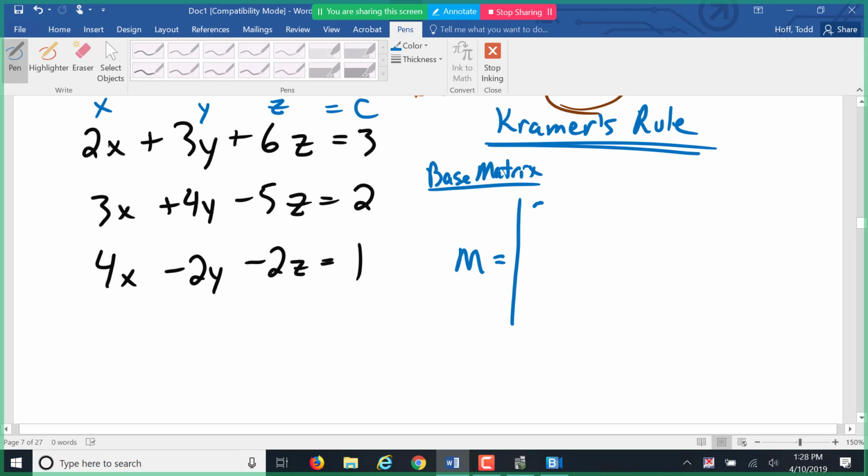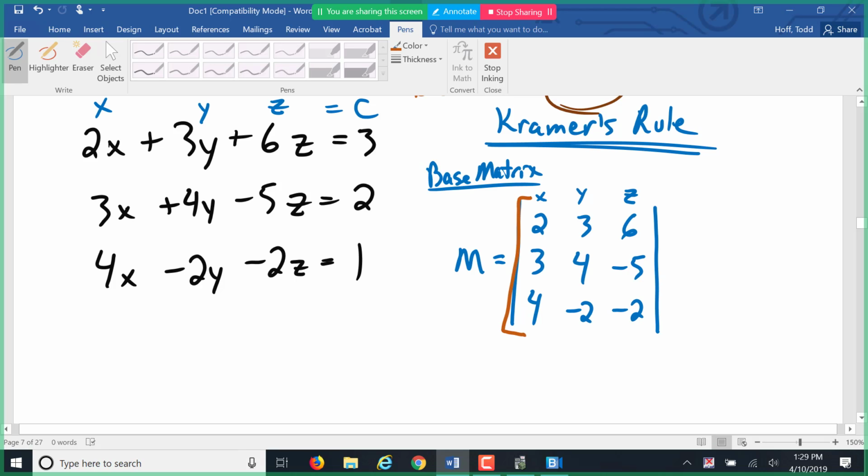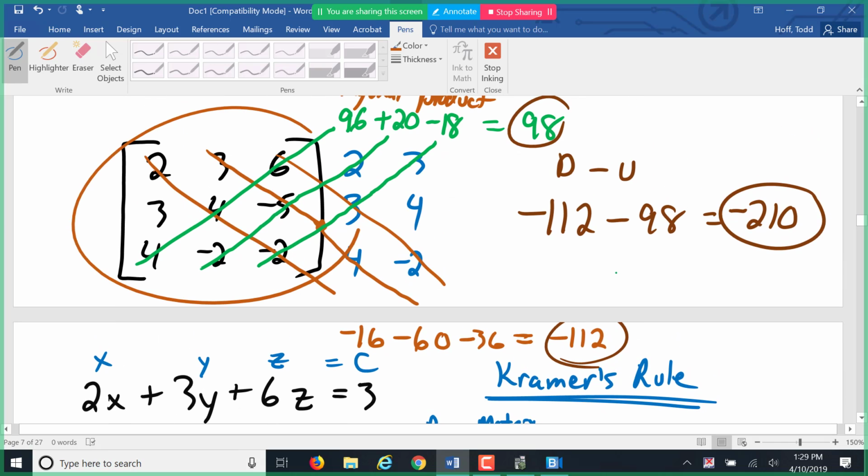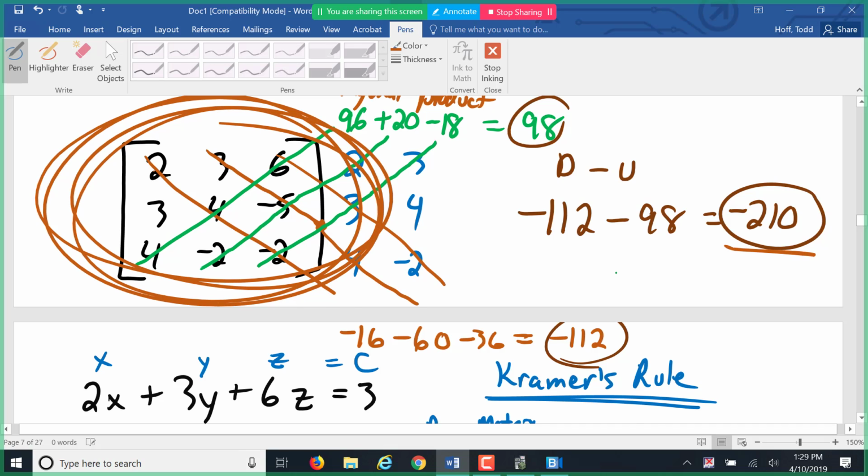That base matrix is the x coefficients, so 2, 3, and 4 in the first column. The y coefficients, 3, 4, and negative 2 in the second column. And in the third column is the z coefficients, 6, negative 5, and negative 2. You'll notice, by the way, instead of putting the square brackets around this, I just put straight lines. Those straight lines mean find the determinant. So that's telling us that this is a matrix, but we're going to be finding the determinant of it. Now, if you're paying close attention, you'll realize that's the same matrix I just gave you up here. We just found its determinant to be negative 210.